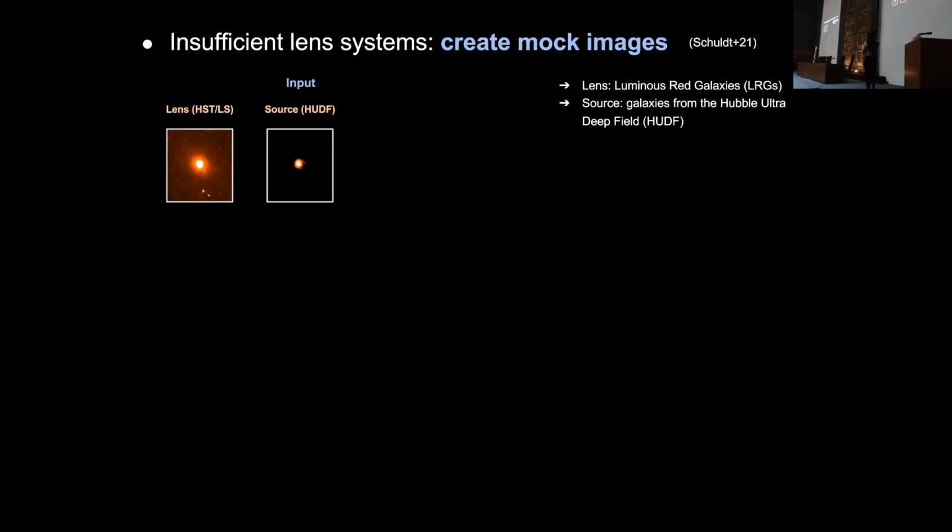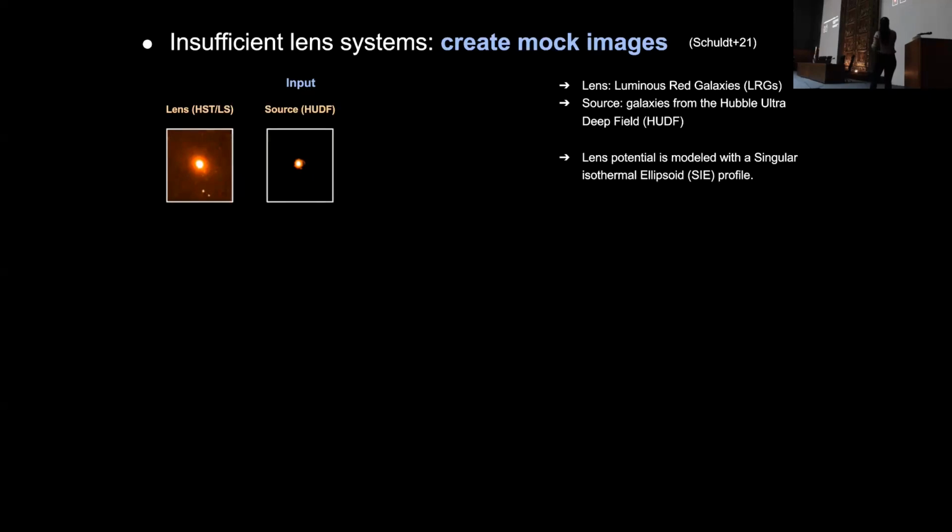Since we didn't have enough lens systems for the training, we create mock images, and we are using a pipeline from Stefan Schuldt from 2021, where more or less they paint the arcs in the galaxies so that we can have very realistic lenses in the images. First I'm going to show you a little bit how we do the mock images. So we have the lens images from HST in this case first. As the source, we use the Hubble Ultra Deep Field.